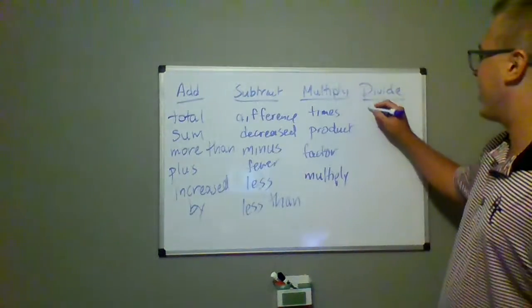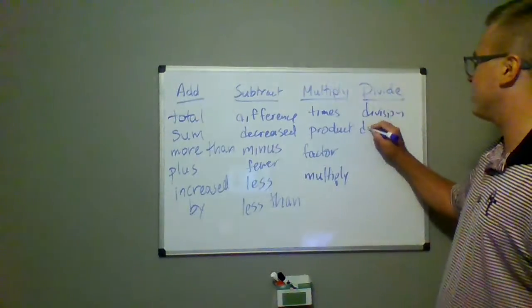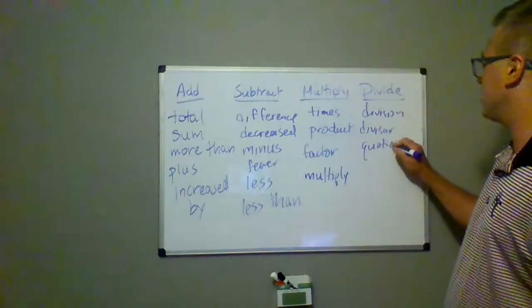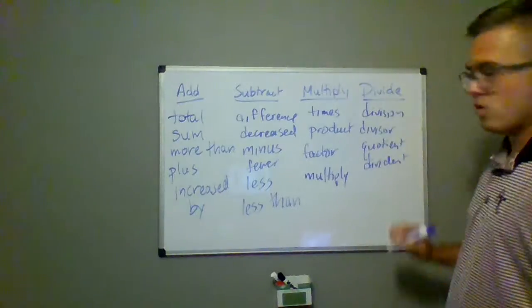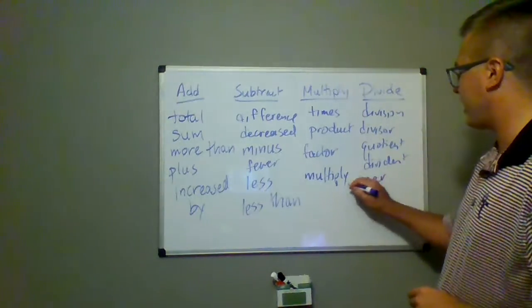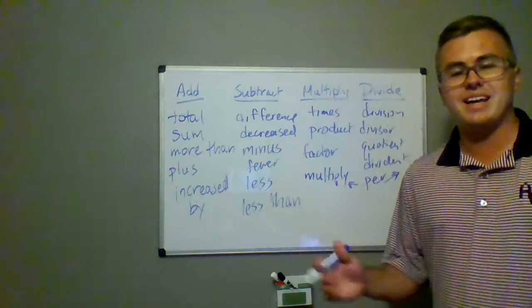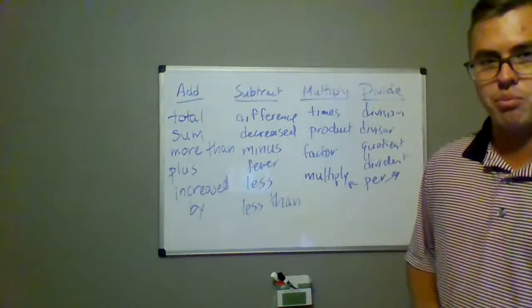Divide, of course, we have division. We have divisor. We have quotient. We have dividend. We have per. Per can kind of go back and forth. We'll put it in kind of both categories here. It can kind of mean either one. It kind of depends on the context of the problem.